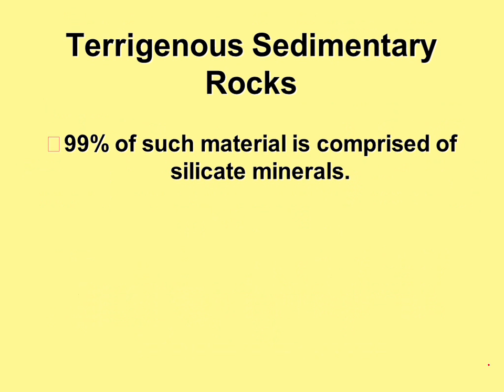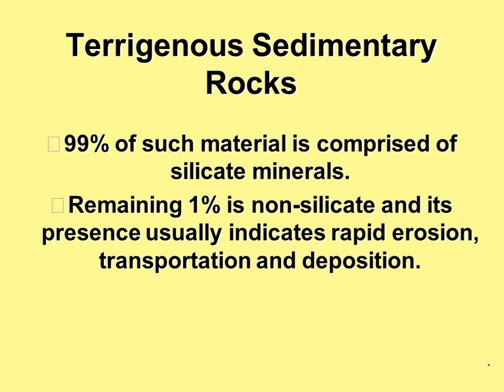And if you look at terrigenous rocks, 99% of them are made up of silicate-based minerals. Not particularly surprising given the resistance of silicate-based minerals to breakdown by weathering and erosion. The remaining 1% is non-silicate, and the presence of these less stable materials is generally related to some form of rapid erosion, transportation, deposition. In other words, it occurs very quickly so that there's not enough time to break those materials down.